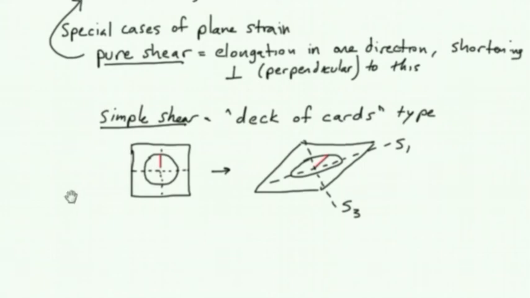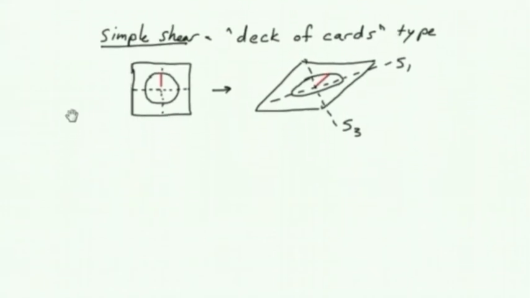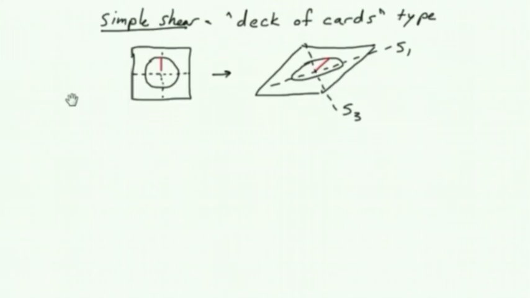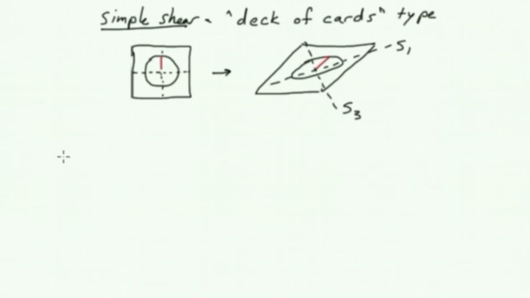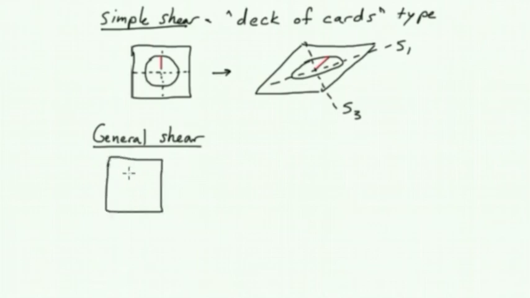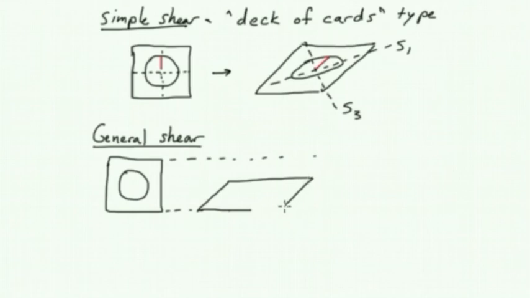So a third type of special case of plane strain is simply a combination of pure shear and simple shear, which we call general shear. So in this case, we do both. We change the height of the box and also shear it to the side.